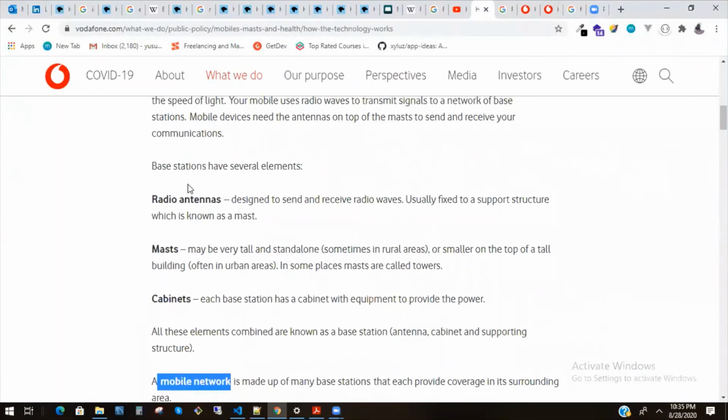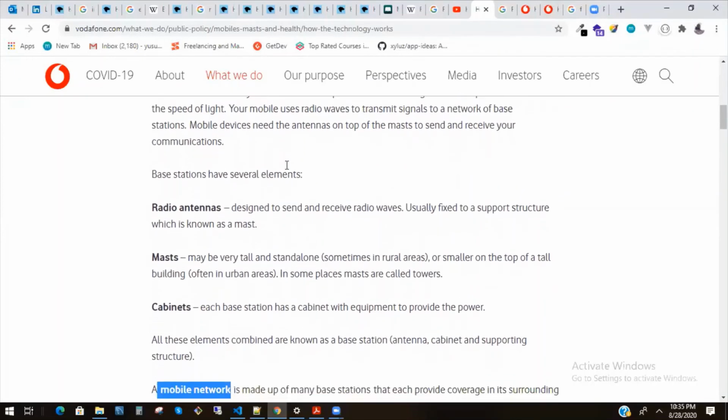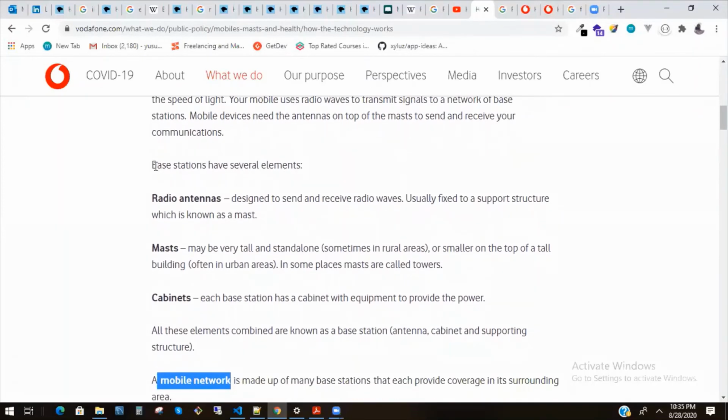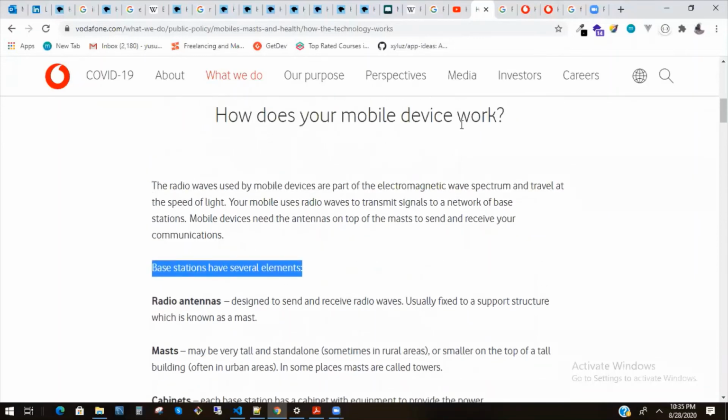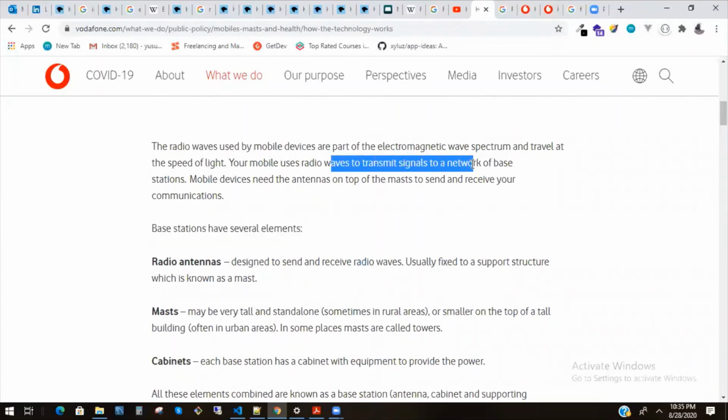A base station has several elements. Any devices on the internet are able to share information on the internet due to these base stations. You can see how your mobile device works. Radio waves travel at the speed of light. Your mobile uses radio waves to transmit signals to a network of base stations. So what we mean by base stations are these.